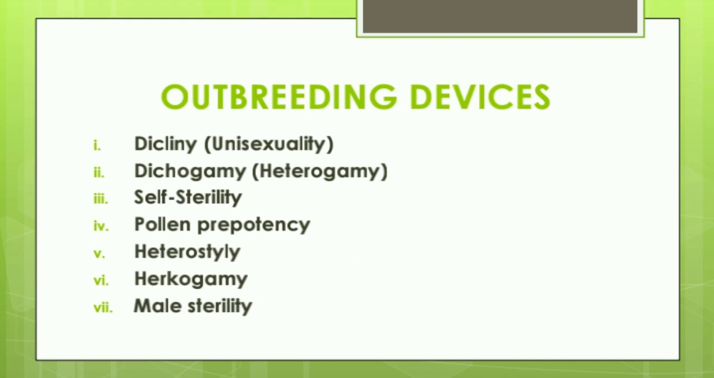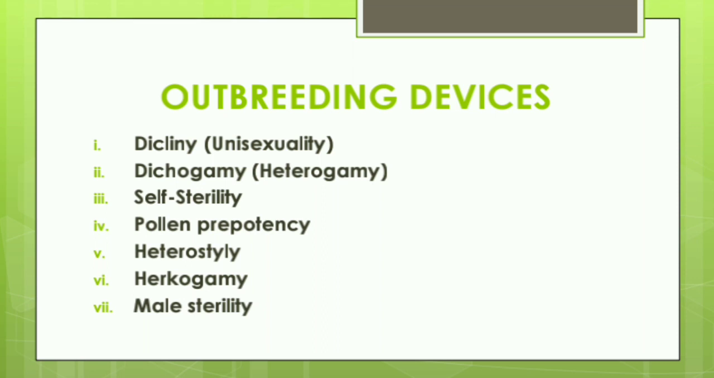Now, these outbreeding devices are basically of 7 types. Let us start with the first type, that is dicliny. It is also known as unisexuality. Here the flowers are either male or female, so obviously no question of self-pollination comes here.